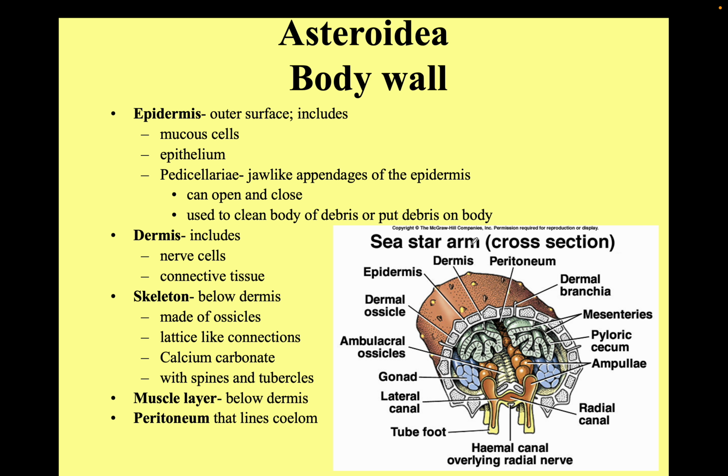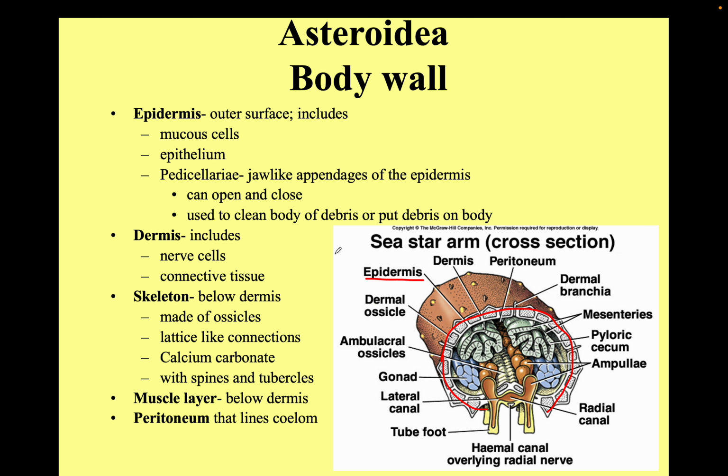It also has epithelial tissue, and the presence of pedicellariae, which are jaw-like appendages of the epidermis. Here you can see the epidermal tissue, the outermost covering of the animal. The pedicellariae, though not really shown here, are characteristically active. They are able to open and close depending on the need of the animal.